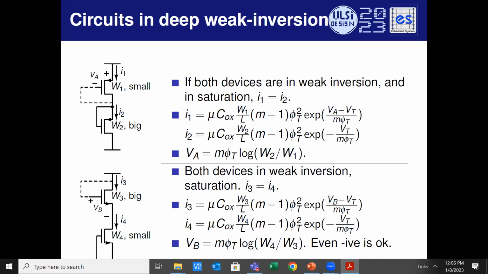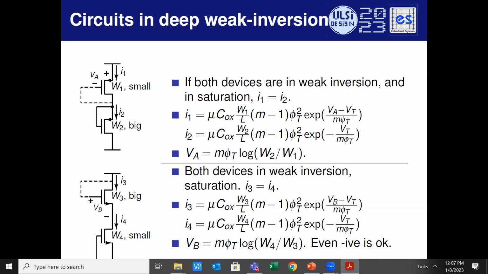So I have PMOS, both devices in weak inversion in saturation, right? I can again equate I1, I2. Gate source are shorted. So this device is definitely in weak inversion. If I choose this device as small and this one as big, I write out the equations accordingly.